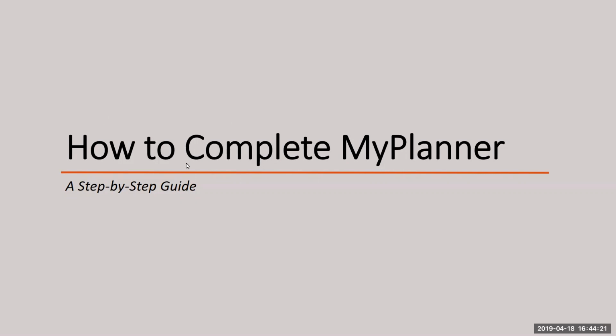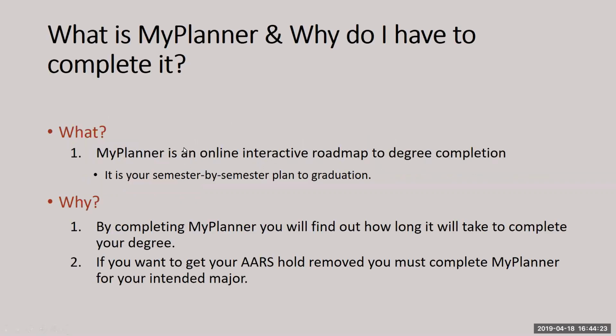All right, let's get to this. First, what is My Planner and why do I have to complete it? My Planner is an online interactive roadmap to degree completion. It's essentially a semester-by-semester plan to graduation. It's helpful to find out how long it will take you to complete your degree and whether or not you will graduate on time. Also, and this is important to you, I'm sure, if you want to get your AARS hold removed, you need to complete My Planner. All right, so let's get to it.